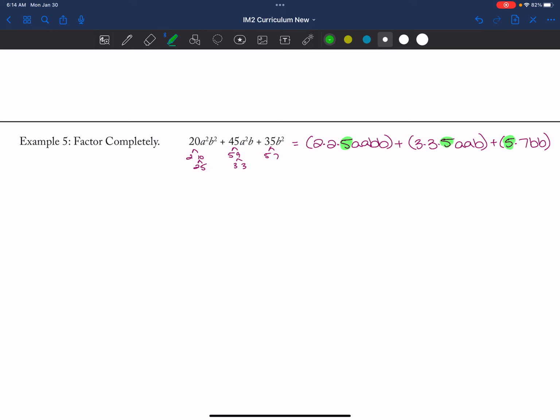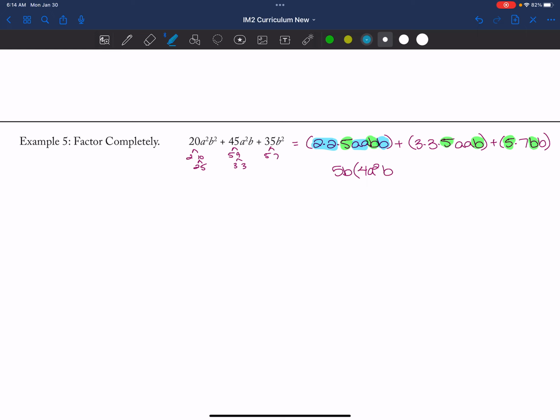Does everybody have an a? No. Does everybody have a b? Yes, we have 1 b in all 3 terms. So I'm left with 5b on the outside. On the inside, I'm left with 4a squared b.